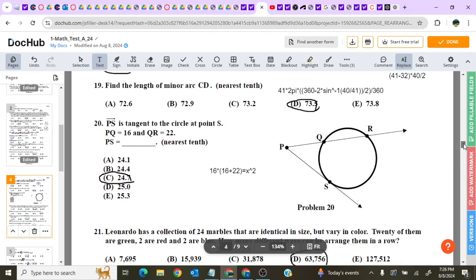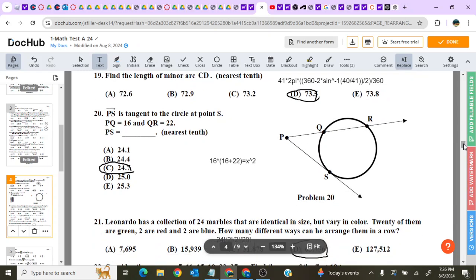20. PS is tangent to the circle at point X. PQ is equal to 16, QR is equal to 22. What is PS? Here's another geometry problem that I don't know the proof for, but I know the formula for. Sorry if this is seeming really boring. I won't blame you for thinking that, but things get cooler towards the middle and end of the test.